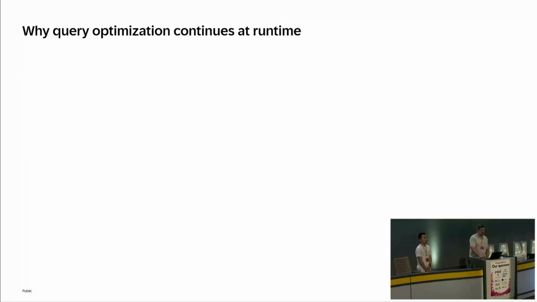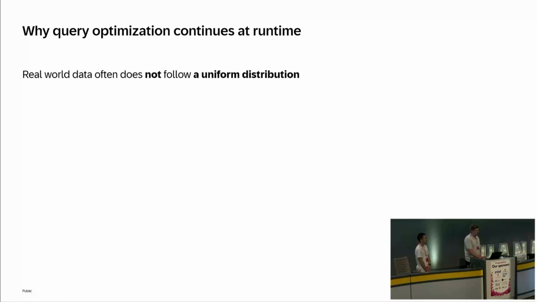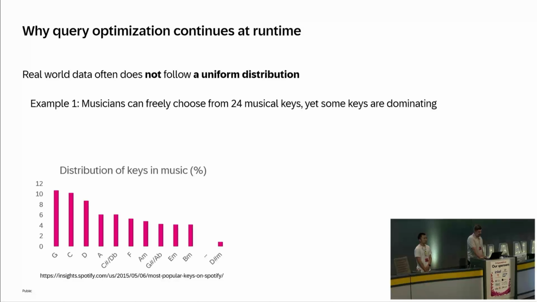So why does query optimization continue at runtime? The problem is real-world data is often not uniformly distributed, right? I have two examples here from the world of music. Musicians can choose freely between 24 musical keys, but yet some keys are dominating. So we have G major, C major, and D major, who are taking 30% of the market share of the songs, basically. And then there are some really disliked musical keys like this minor at the end of the scale.